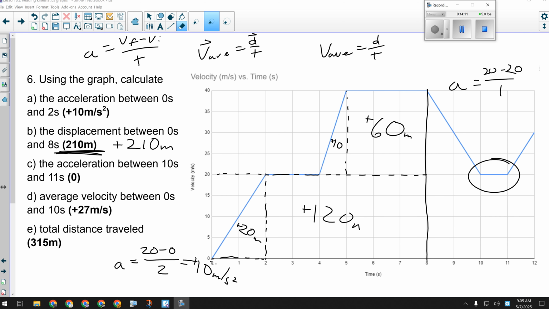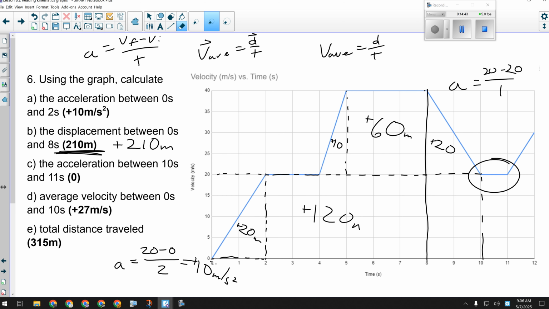For D, it wants the average velocity between 0 and 10 seconds. If we're going to get the average velocity, we're still going to need these two shapes, because we need to know the displacement to 10 seconds. We've only calculated it to 8, so we do have to do a little bit more geometry. The height of this triangle here goes from 20 to 40, so it's 20, and it's over 2 seconds, so 2 times 20 is 40, divided by 2 is 20.